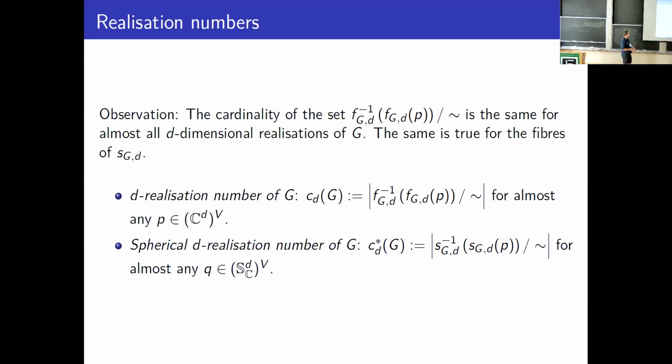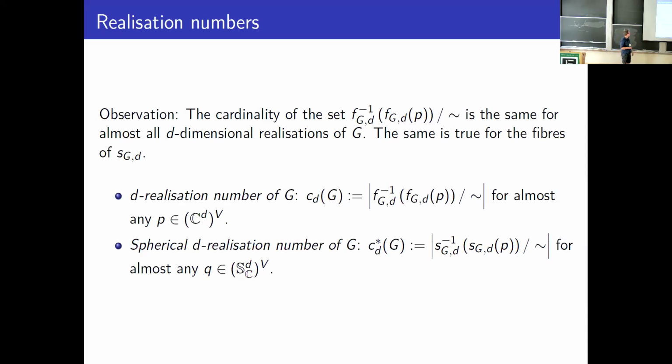But regardless, what we're interested in is realization numbers. This just comes from the observation that the cardinality of this set is the same for basically almost all points. So you can just say the realization number is exactly this set. You define it by choosing almost all points and make that your number. And you do the same for spherical.